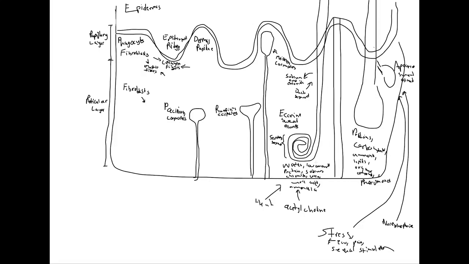These eccrine sweat glands will respond to heat. In other words, acetylcholine, and apocrine sweat glands will respond to norepinephrine. That means it responds to stress, fear, pain, or sexual stimulation, or it responds directly to norepinephrine. Eccrine sweat glands respond directly to acetylcholine. The response of the glands to external stimuli is all regulated through the central nervous system.